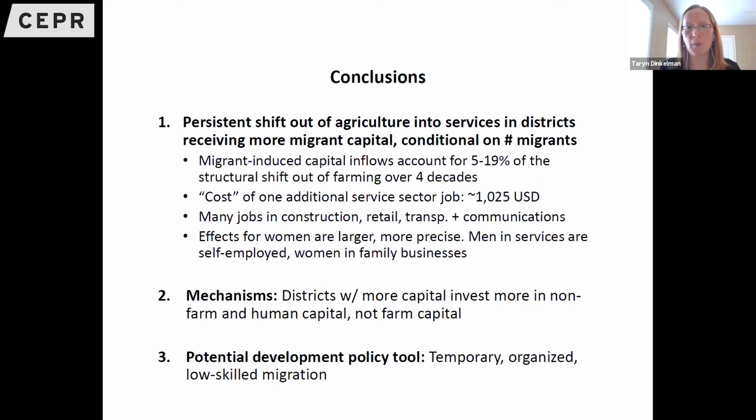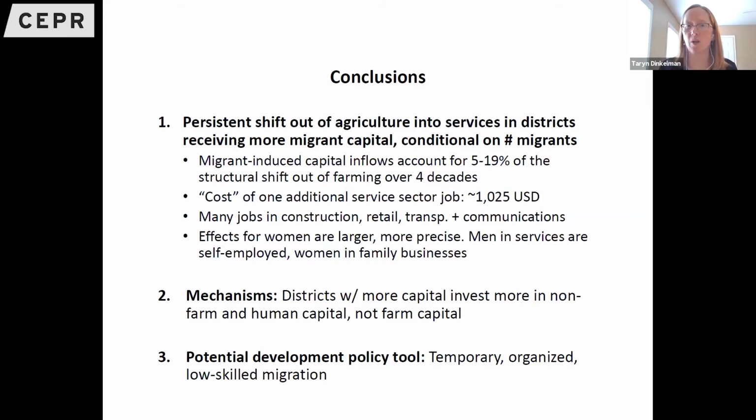What we're able to show in this paper is that there's a persistent shift out of agricultural employment into service employment in districts in Malawi receiving more migrants, conditional on the number of migrants who were sent. We think that migrant capital inflows account for between 5 and 19% of the structural shift out of farming in this country over about 40 years. And the cost of an additional service sector job is about $1,000.